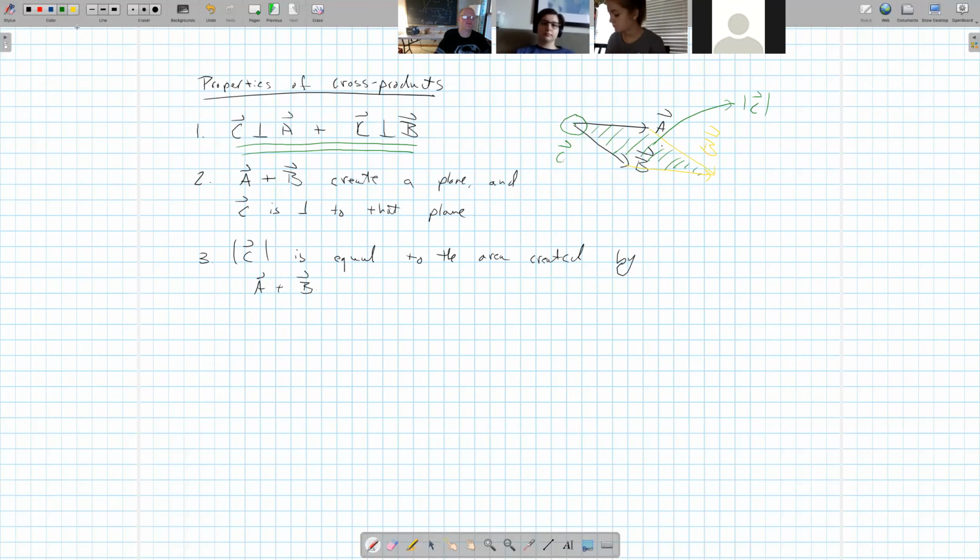The most important one of all the ones that we wrote down is actually just this one: C has to be perpendicular to both A and B. So when you're trying to determine the direction of that force, if your force is not perpendicular to both A and B, then you know you did something wrong. Okay, just to point that out.